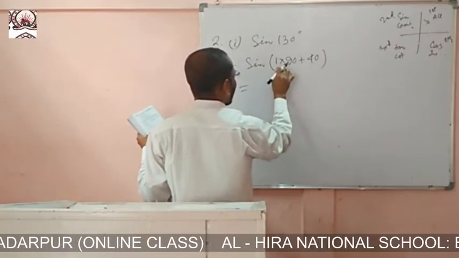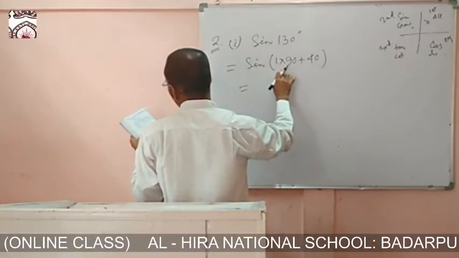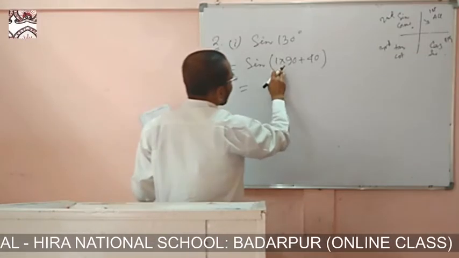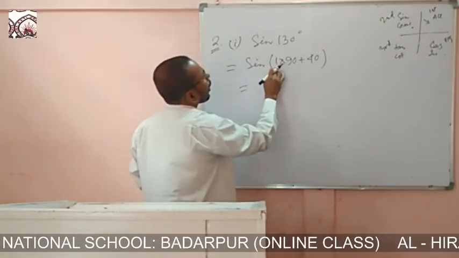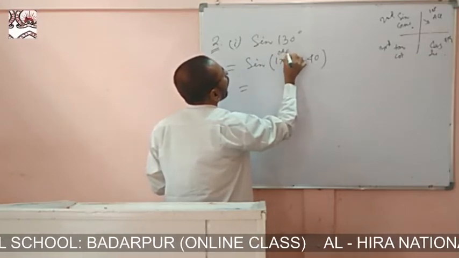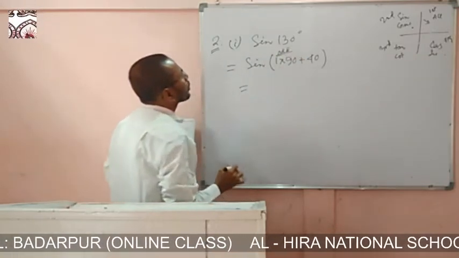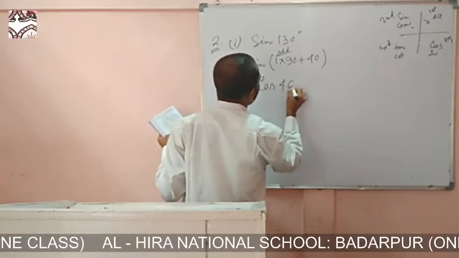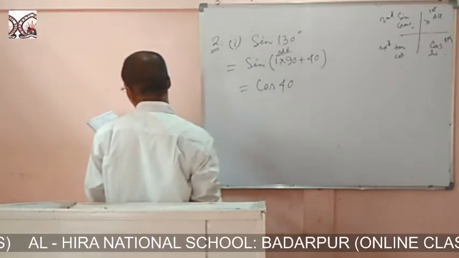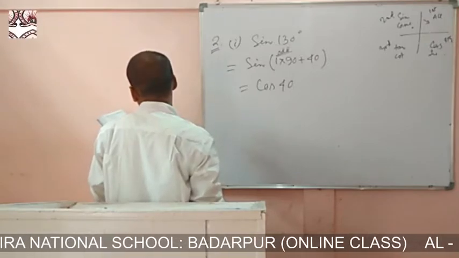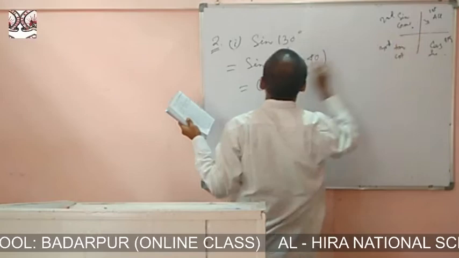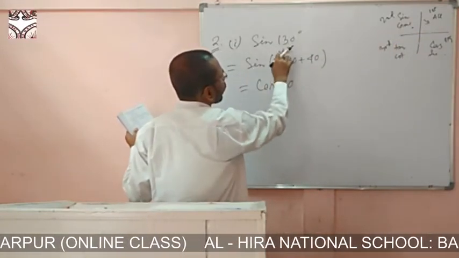So this is an odd multiple. 1 into 90, that is 1, is odd. So if this is odd, sine 90 plus theta will be cos theta. This will be cos 40. Similarly, this position is 90 plus theta. So sine will become cos if it is an odd multiple.